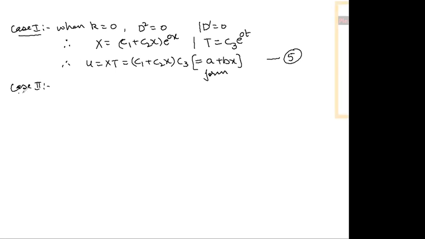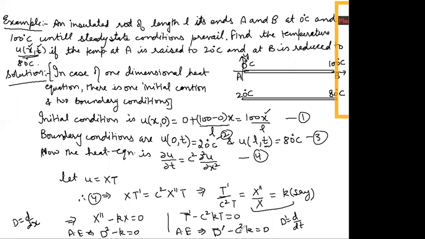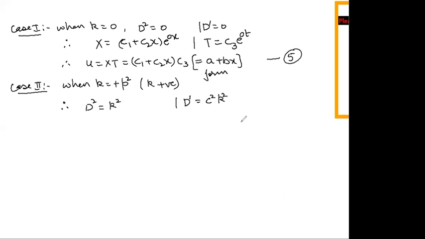Then case 2 is when k is plus p square, means it is always positive. Therefore, first of all, we will write D square. D square is equal to k square, and here D dash is equal to k c square, k square only. It was c square k, so c square p square.